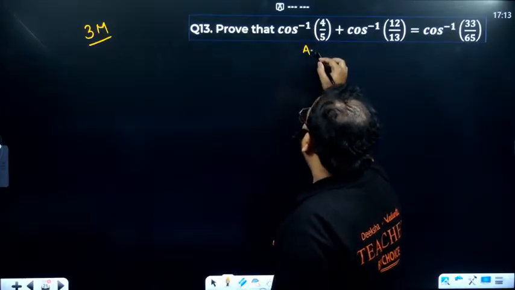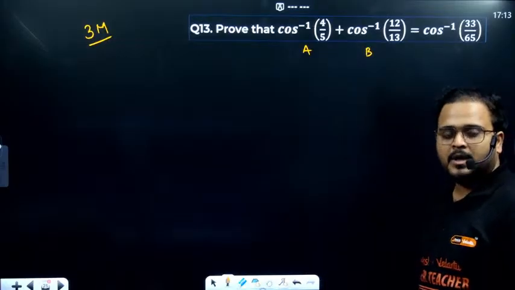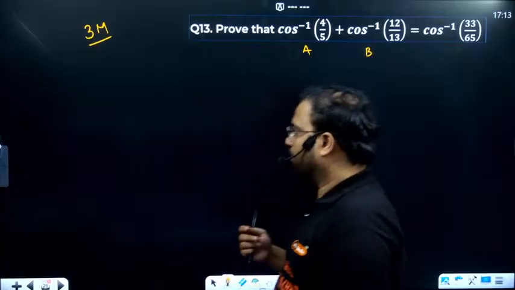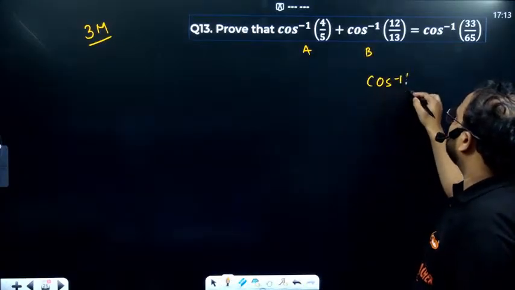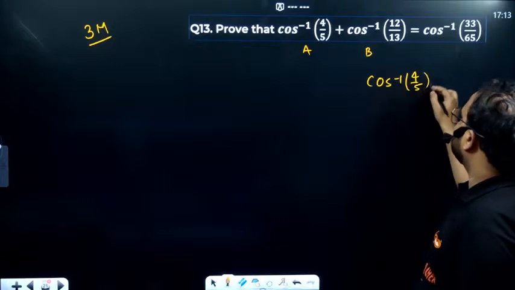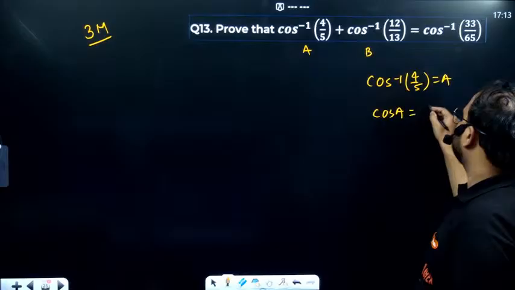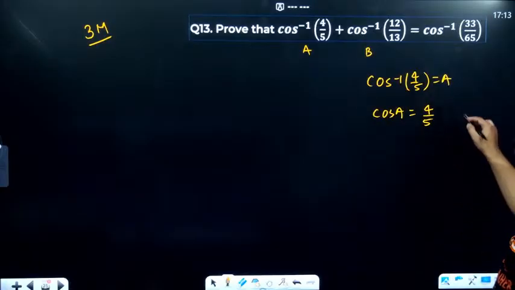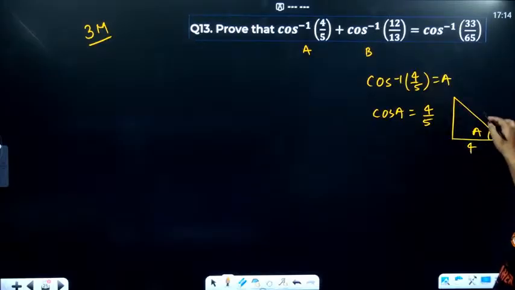If this is a cos inverse of something, it'll give me an angle only, right? Let's call this angle A, and this will also be an angle B. Inverse trigonometric function output is always an angle. So cos inverse of 4 by 5 is A, and that implies cos of A is 4 by 5. Cos of the angle A is 4 by 5, which means in this right angle triangle, if I take this as angle A, this is 4 and this is 5.